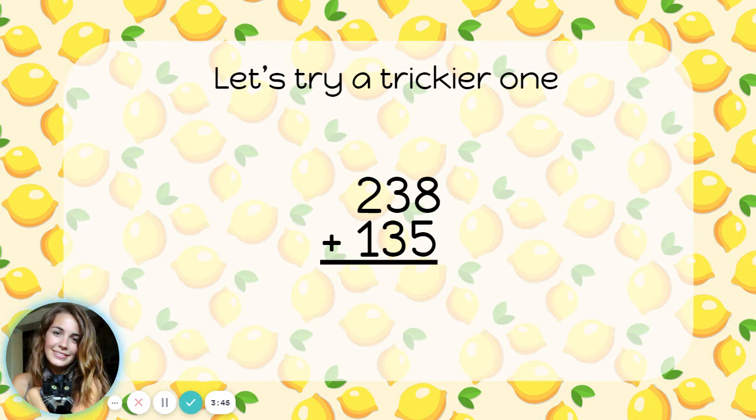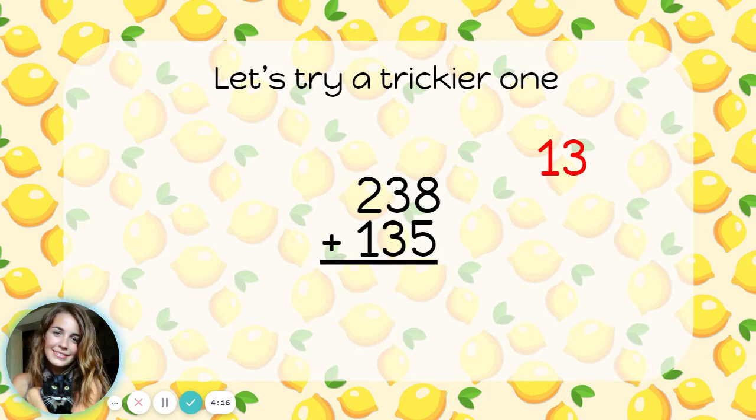Let's try a trickier one. This time we're going to be adding 238 plus 135. I have my numbers lined up, so now I'll start adding in the ones. 8 plus 5 is 13. That doesn't look right to me though. I know I can't put a 2-digit number like 13 in one place. Each place can only hold one digit, so I know this isn't right.